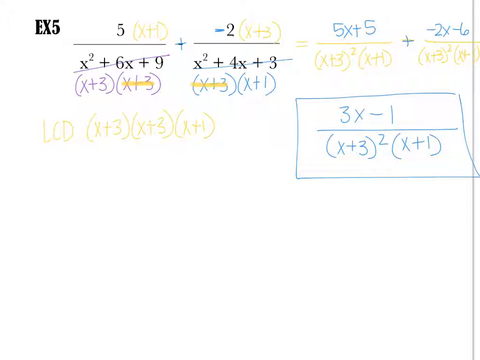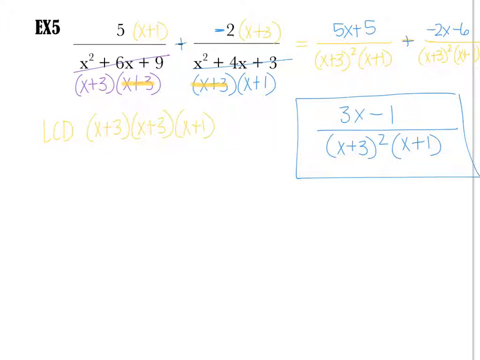So first of all, I factored my denominators, and I ended up with x plus 3 times x plus 3. And then x plus 3 times x plus 1. So when I look at it, I notice that they both had an x plus 3. So that one is here. This one has an extra x plus 3, and this one has an extra x plus 1. So my common denominator is the combination of those, including the one that they share. So that's my common denominator.